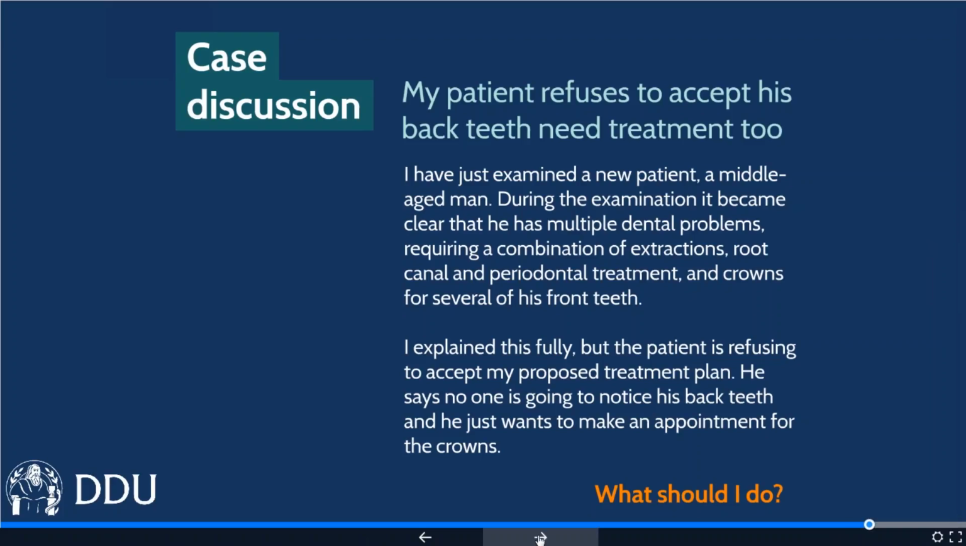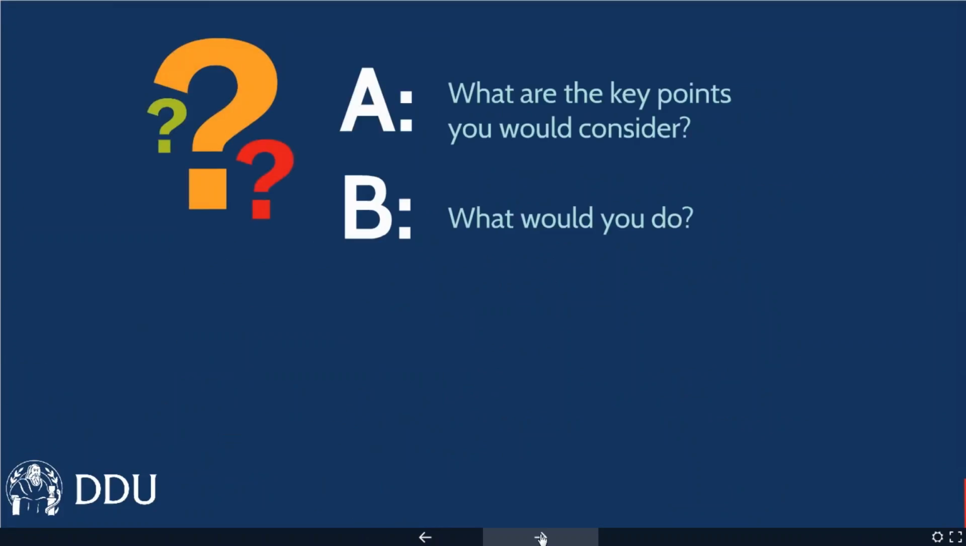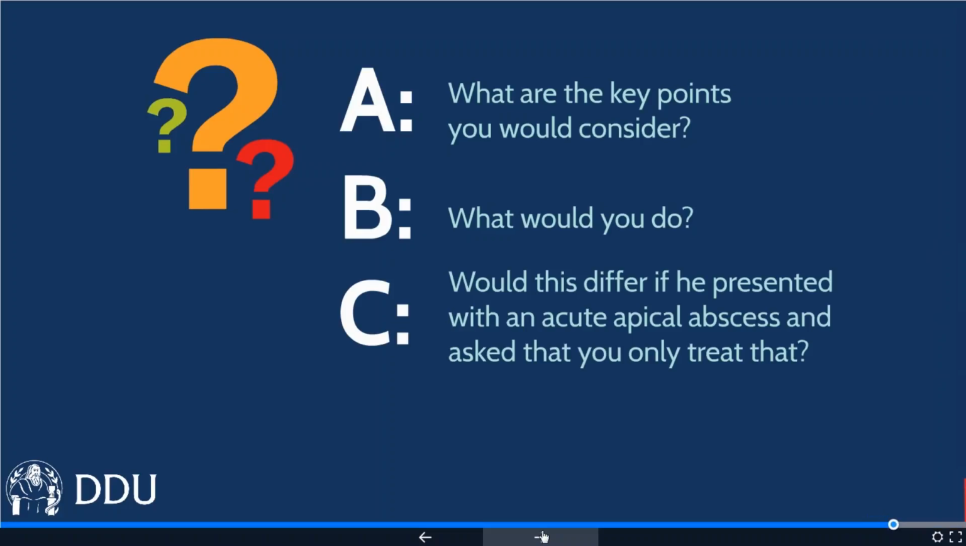So let's have a look at another couple of questions that might arise from this. Some of the key points are being flagged up. Not too many what you do's have come through. Can we refuse to treat if we disagree with their decision? I'll answer that in a minute for you, Jackie, and I think that's one of the key questions that colleagues would want to know. Would this differ, and that goes to one of the points that a colleague raised, if he presented with an acute apical abscess and asked you only to treat that? So fire in a couple of points on that and let's see what we think.